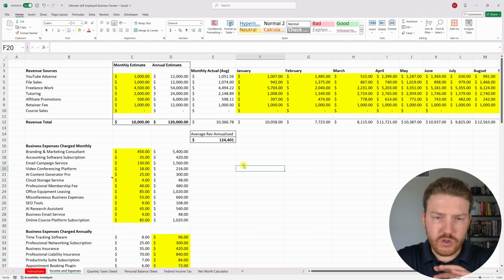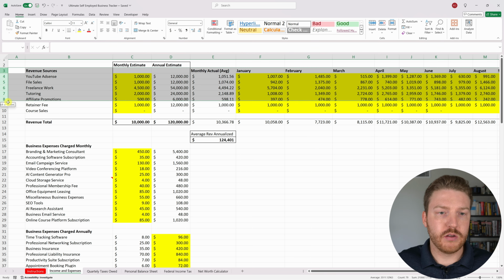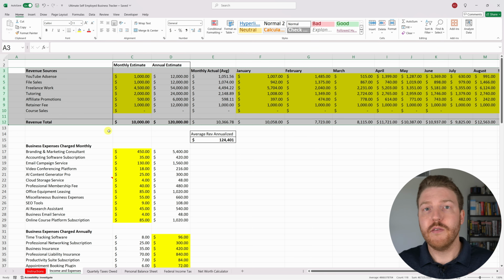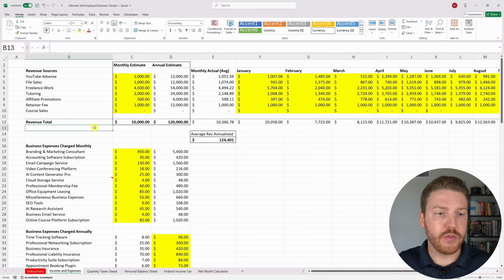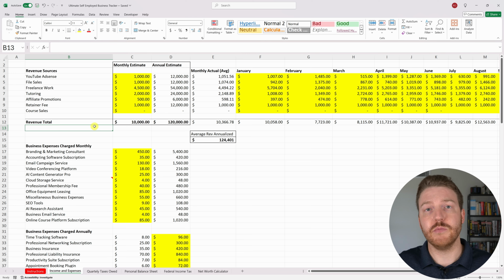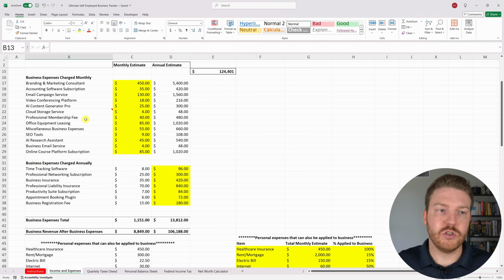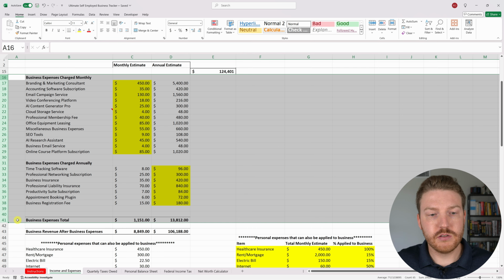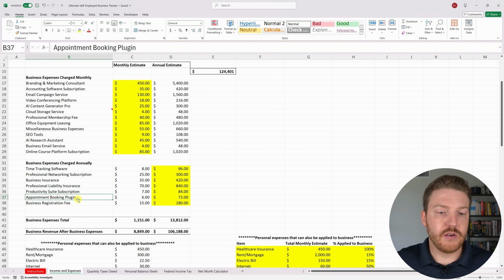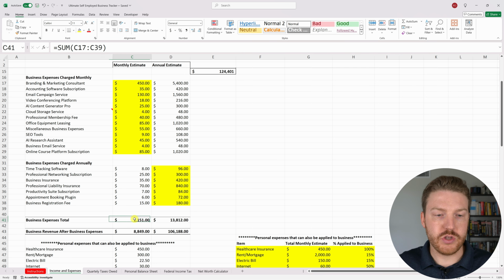Now, let's just briefly talk about what this file is doing. So really, we're going to have a revenue estimate. Then we're going to figure out what you're making for the whole year or each month based on all of your different various income sources. Then we're going to go down and figure out all of the monthly expenses or annual expenses and figure out how much your business expenses are each month and each year.